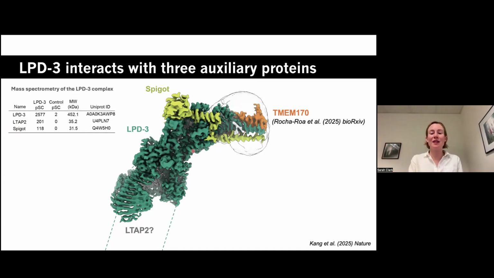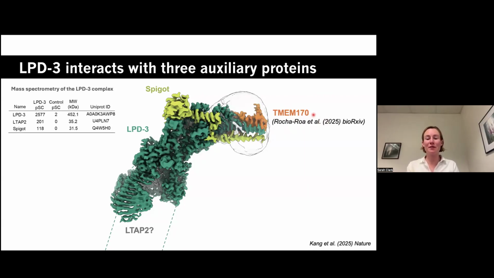But we did see density in the transmembrane domain for another protein that was composed of 3 transmembrane helices. And at first, we had no idea what this protein was. But later, its identity was determined by the Conabert and Vani groups, which showed that it is TMEM170. They also did some nice studies to show exactly what its function is in lipid transport that I'll talk about a little bit later.